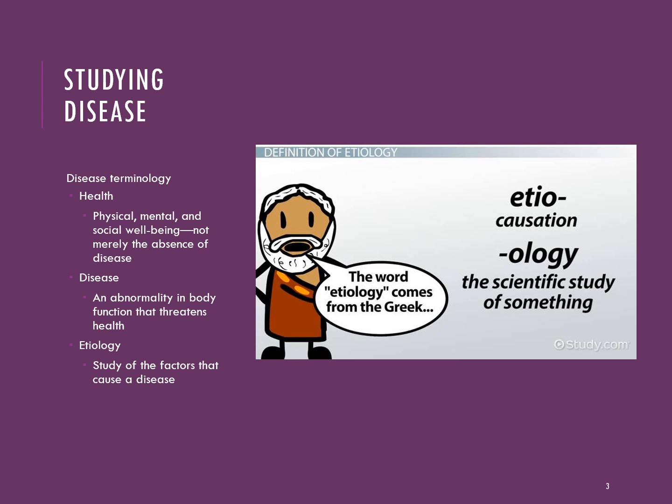Now let's familiarize ourselves with some terminology. The first one being health. Health is the physical, mental, and social well-being of an individual, not merely the absence of a disease. So remember, we're taking into consideration mental and social wellness as well. Disease is an abnormality in the body function that threatens health. And like I said, etiology is the study of the factors that cause a disease.